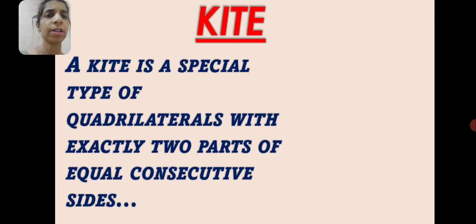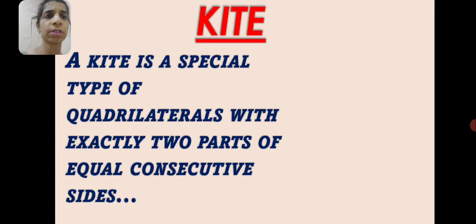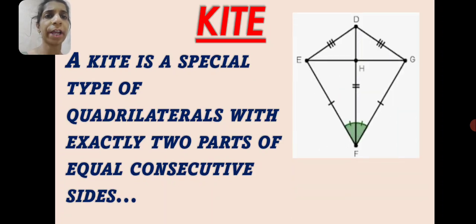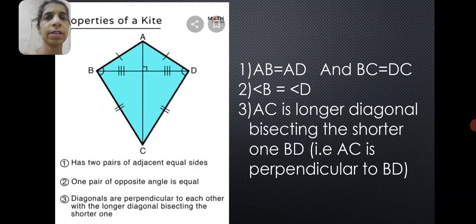Let's move further. We will talk about the kite. A kite is a special type of quadrilateral with exactly two pairs of equal consecutive sides. Let's see the properties of a kite. A kite has two pairs of equal sides. Here AB is equal to AD and BC is equal to DC.